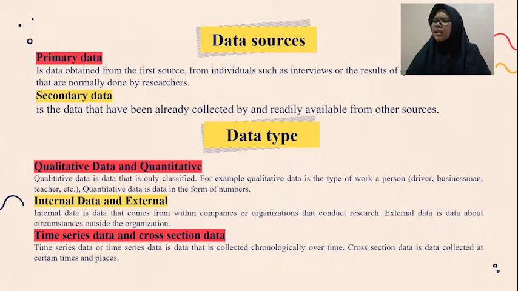Internal data and external data. Internal data is data that comes from within the company or organization that conducts the research. External data is data about circumstances outside the organization. And then time series data and cross-section data. Time series data is data that is collected chronologically over time. And then cross-section data is data collected at a certain time and place.